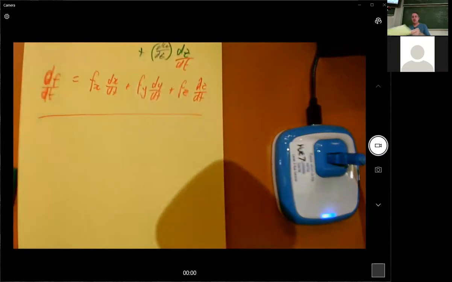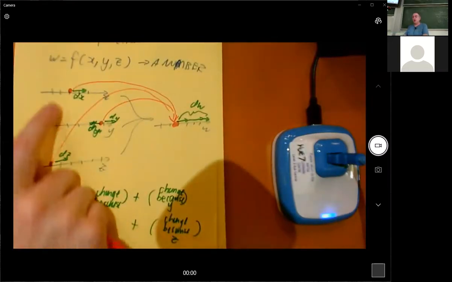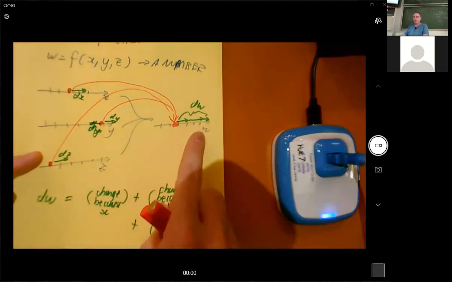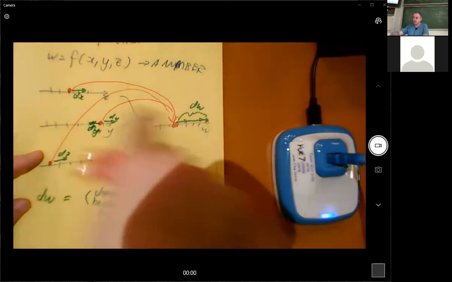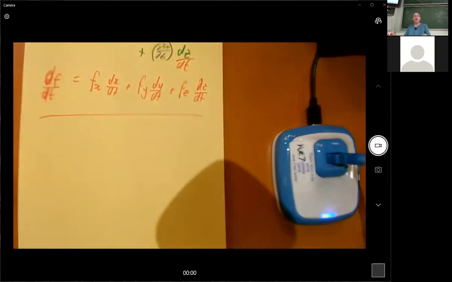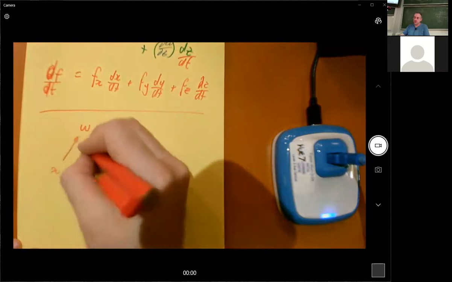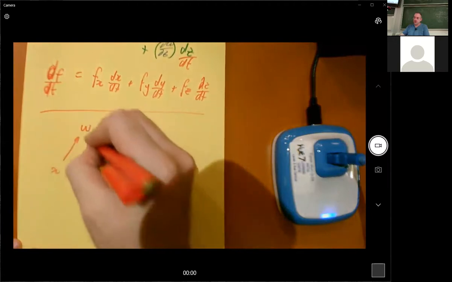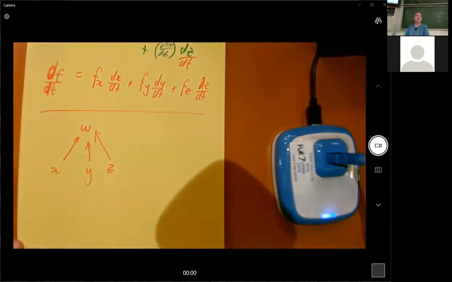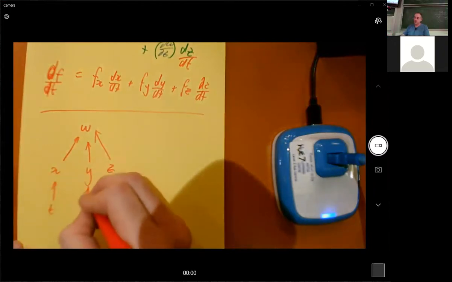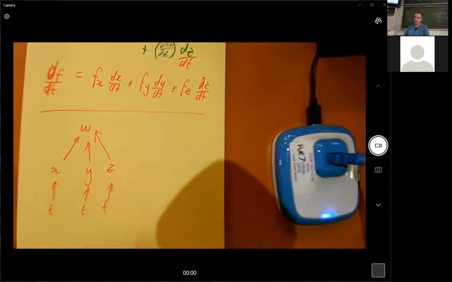So this picture here, I can think of these things moving, causing this to move. But I can draw this red arrow part of it a bit more schematically and think that w is a function of x and y and z. And I was thinking that x was a function of t, like that.